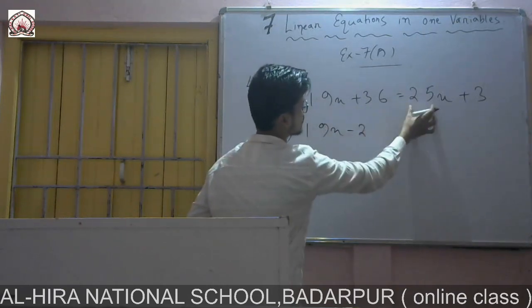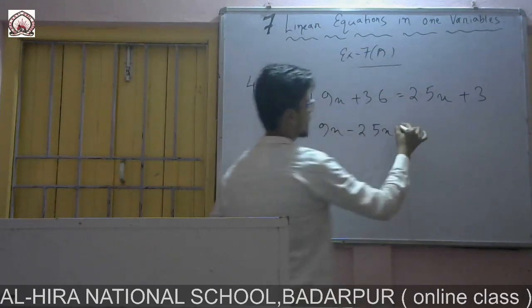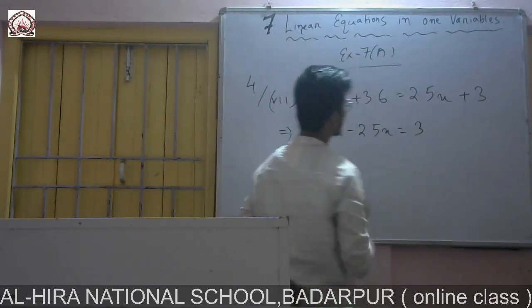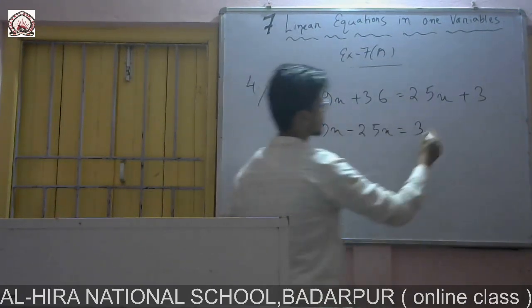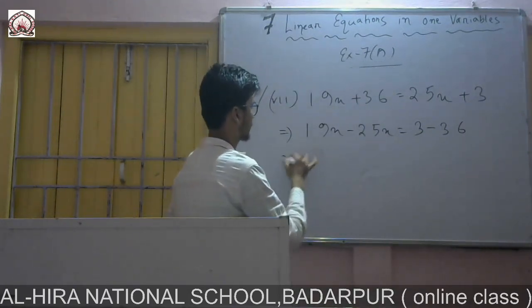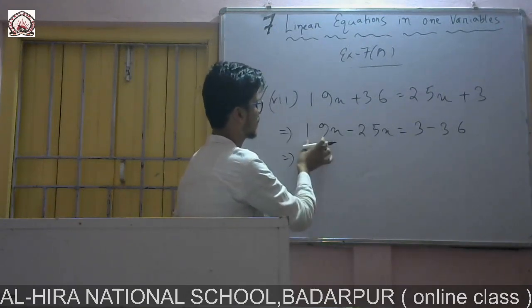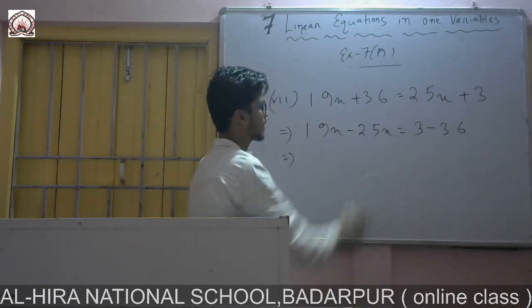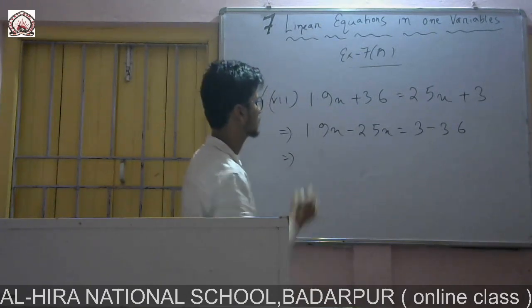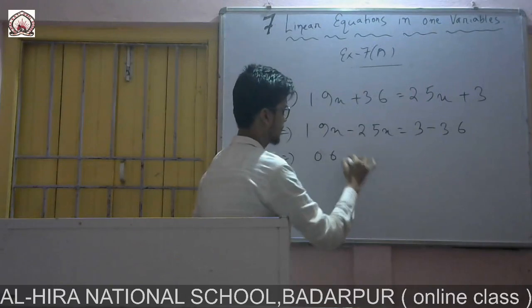Since it is plus 2.5x, I can write it as minus 2.5x equals, they are plus 3, so it will be there, this one plus 3.6. If I change the side, it will be minus 3.6. So now subtract 1.9 and 2.5. If I subtract, I will get 0.6, and x will be the variable.